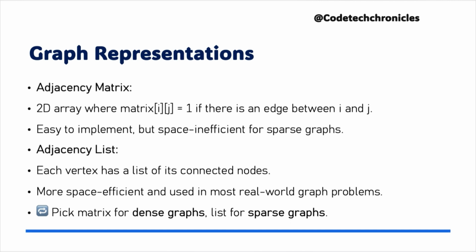Graph representations. There are two main ways to represent graphs. Adjacency matrix, a 2D array where matrix[i][j] equals 1 if there is a connection or 0 if there is not. Simple to use but wastes space in sparse graphs. Second, adjacency list. Each node stores a list of its neighbors, more memory efficient, especially for large sparse graphs. Pro tip, use a matrix for dense graphs and a list for sparse graphs.